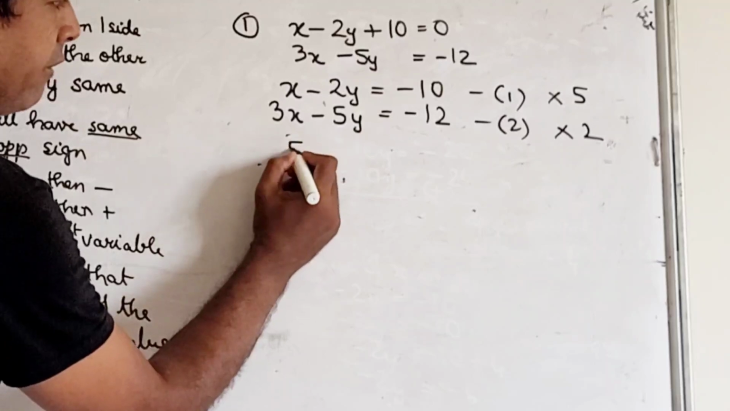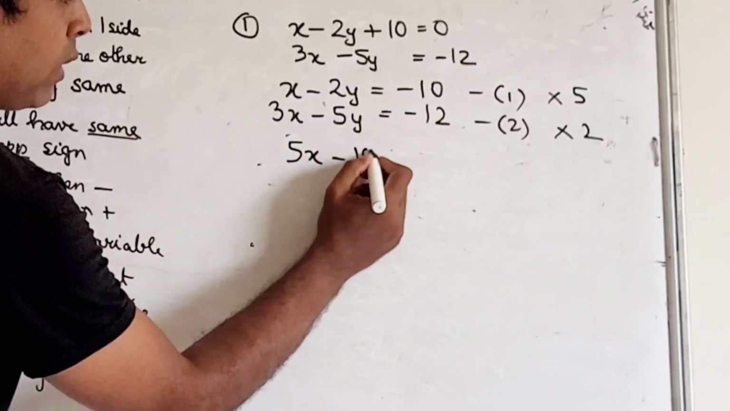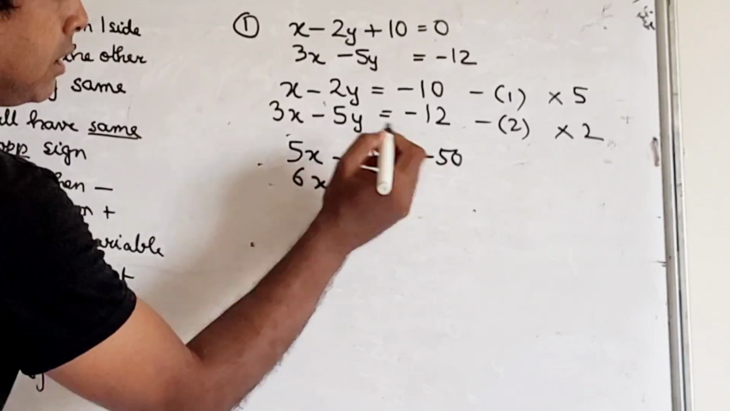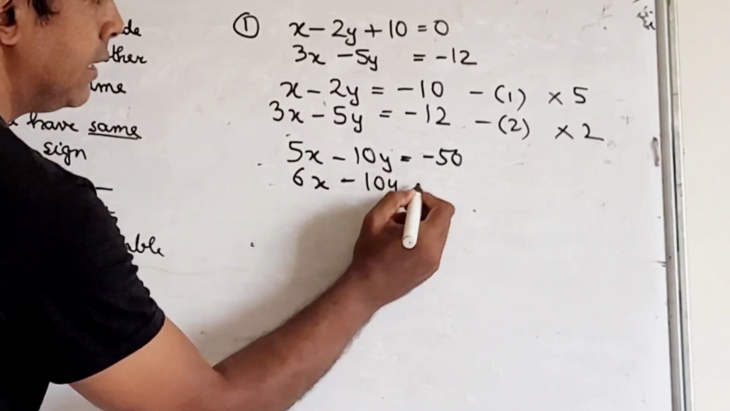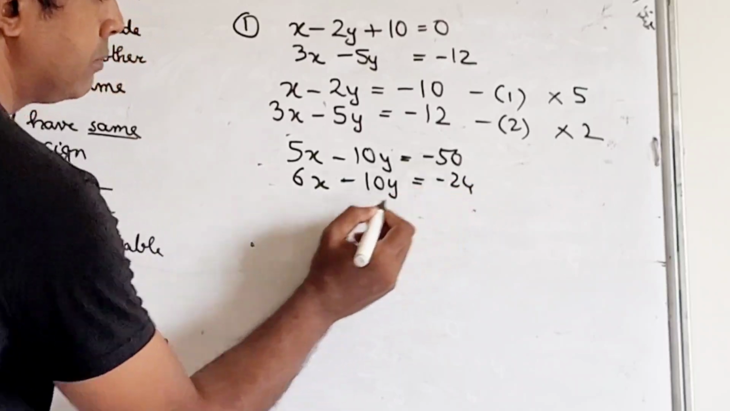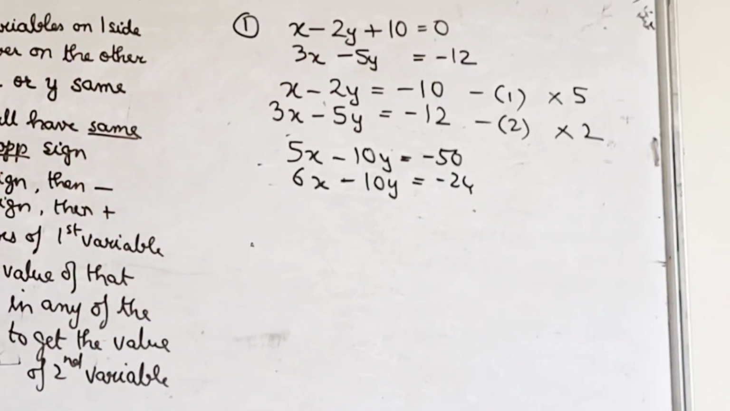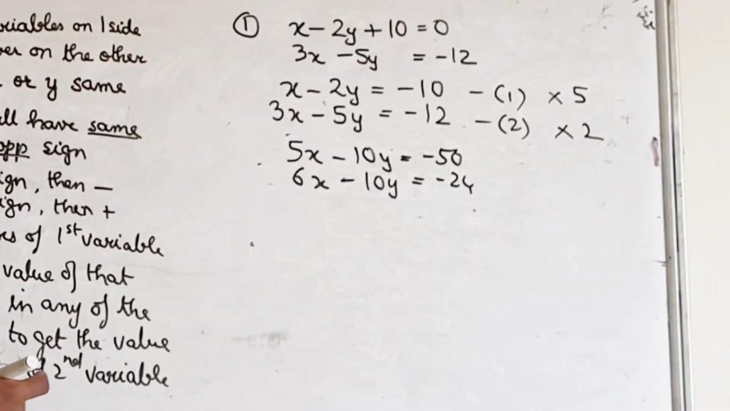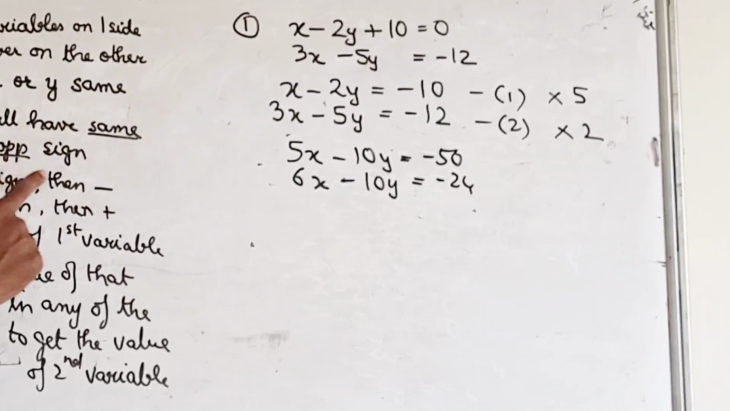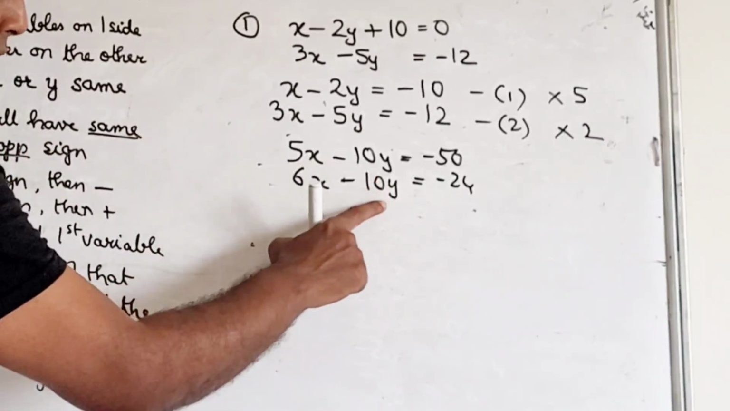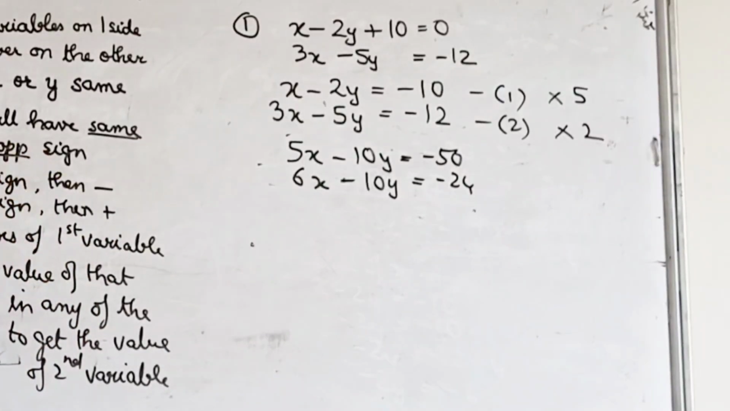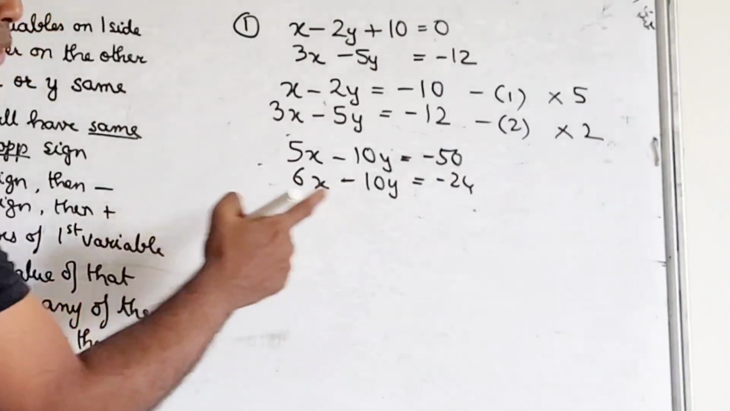What we'll get is 5x minus 10y is equal to minus 50, and 6x minus 10y is equal to minus 24. So the second step is done. The variable y has become equal. Now step 3: will both have the same sign or opposite sign? The one which has become equal, that is the y variable, both have the same sign. So in case of same sign, we need to subtract. If it had opposite sign, we would have added it.